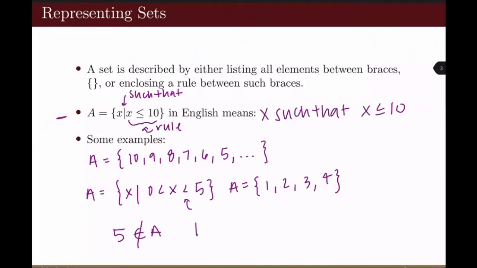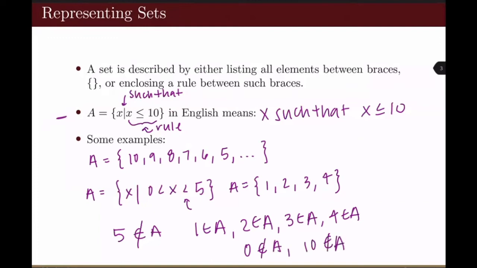However, 1 is an element of A, 2 is an element of A, 3 is an element of A, and 4 is an element of A. There are lots of things that wouldn't be elements of A if we're looking at all the numbers. We could also use 0. We could say 0 is not an element of A. We could say 10 is not an element of A, etc.